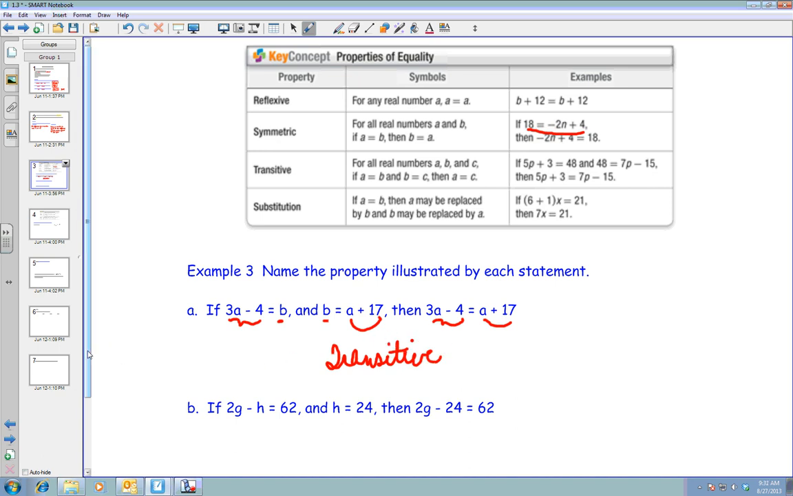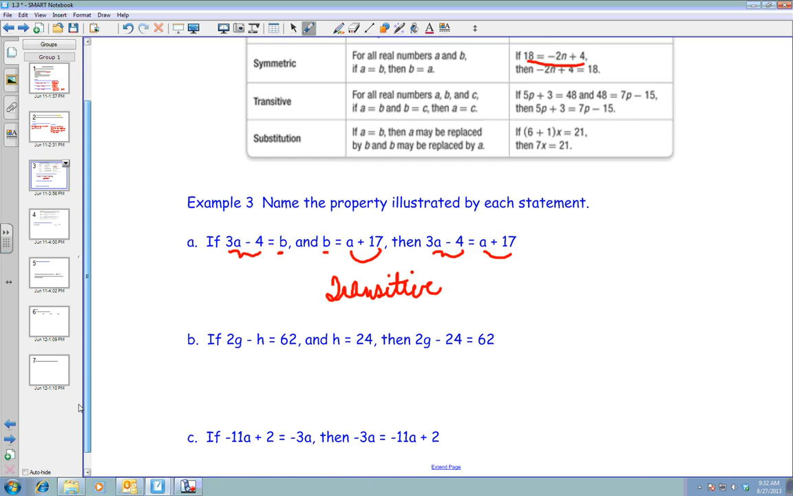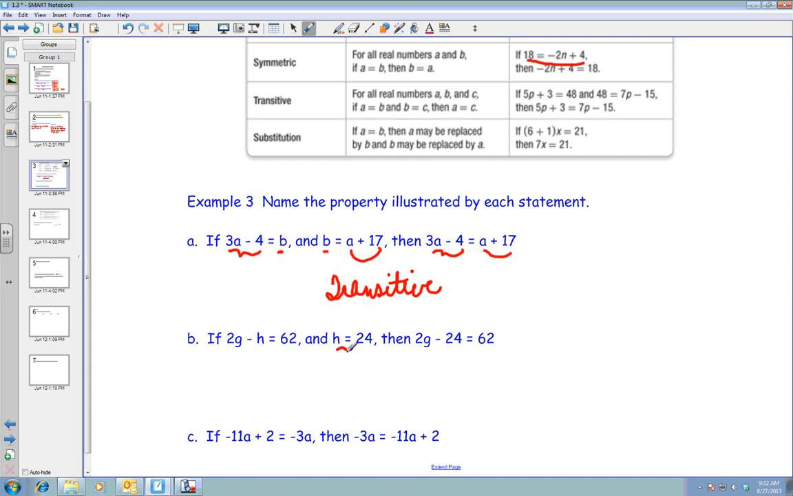Okay, B. If 2g minus h equals 62 and h equals 24, then 2g minus 24 equals 62. Do you see that they took this 24 and substituted it in place of that h? So that is substitution property.